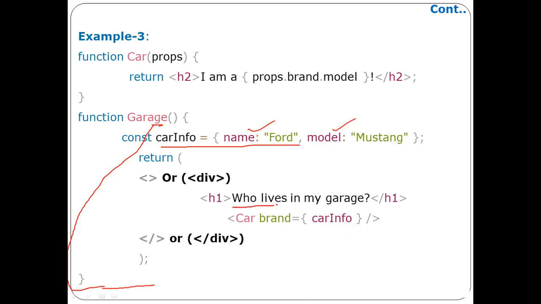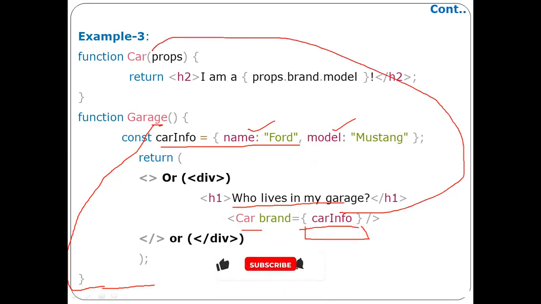Now directly inside this, "Who lives in my garage?" Directly the car brand equal to. Previously we sent only one argument, that is Ford. Now to send the object, we use curly braces. In the curly braces we send the car info to this one. Once it is called, it will access this functional component through props dot brand dot model. So props is this one, and brand is props dot brand. To access this one, we use props dot brand dot model. If you want to access the name, props dot brand dot name. Like this, we access it.